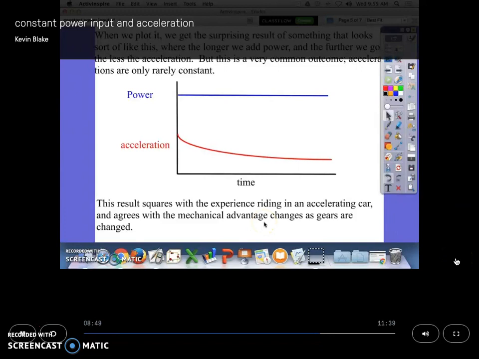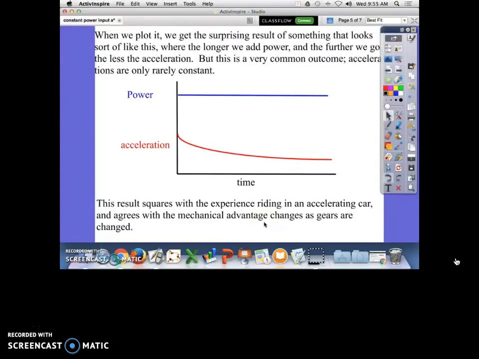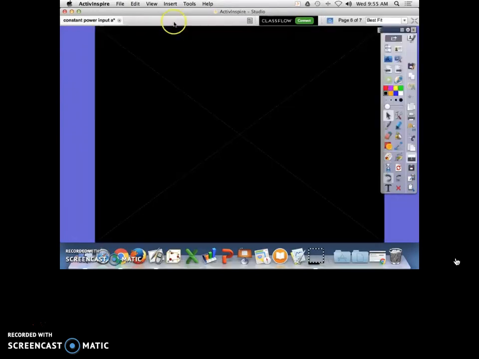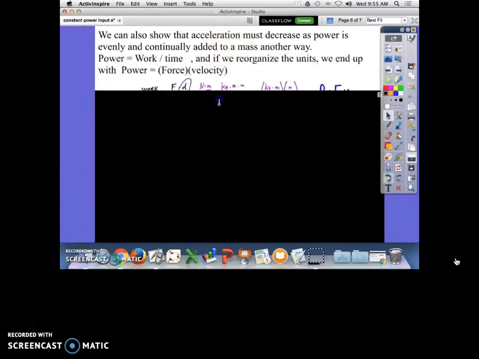As the engine's adding power at a constant rate, you're going to higher and higher gears, the mechanical advantage is less and less, and the acceleration becomes less and less because the torque is less and less. Now, another thing I can show you is that acceleration must decrease as power is added evenly and continually. The acceleration must decrease. I can show you that another way.